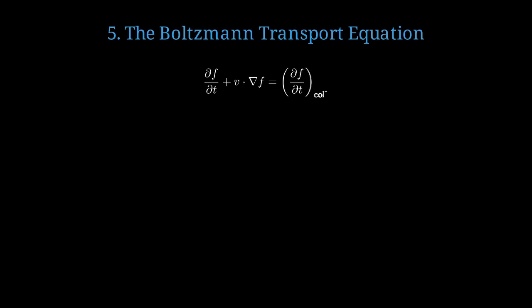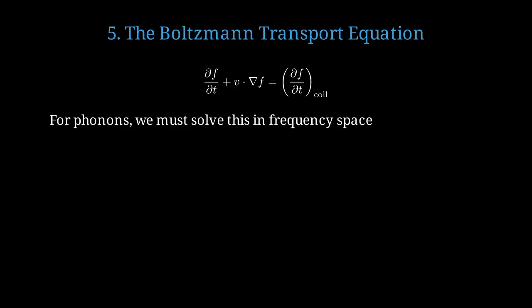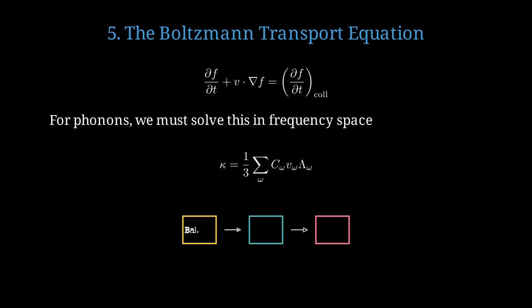The Boltzmann equation states partial f over partial t plus v dot grad f equals the collision term, where f is the phonon distribution function. For phonons, we must solve this equation for each frequency mode, accounting for different scattering mechanisms. Thermal conductivity becomes a sum over frequencies, 1/3 sum over omega of C omega times v omega times lambda omega. Phonon transport transitions from ballistic at short-length scales through a transition regime to diffusive Fourier transport at large scales.